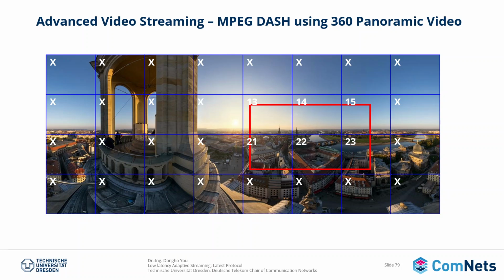Therefore, we can reduce not only encoding and decoding latency, but also bandwidth costs significantly. Sure, of course, this method also has many disadvantages because this is not an optimal method. But this is the basic concept to reduce the latency for 360 video streaming.